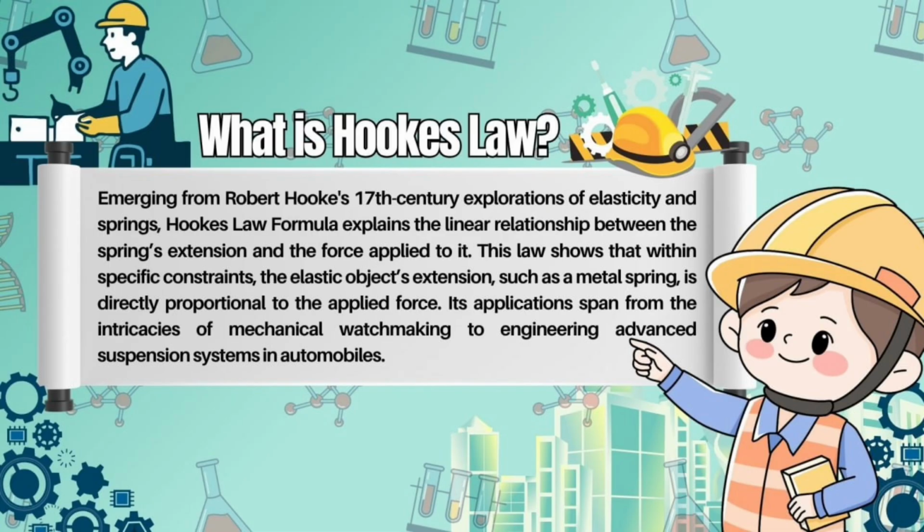Emerging from Robert Hooke's 17th century explorations of elasticity and springs, Hooke's law explains the linear relationship between the spring's extension and the force applied to it. This law shows that within specific constraints, the elastic object's extension, such as a metal spring, is directly proportional to the applied force. So which means that if you pull a spring twice as hard, it will stretch twice as much as long as the spring is not damaged. The linear relationship simply means the change happens in a straight, predictable pattern.